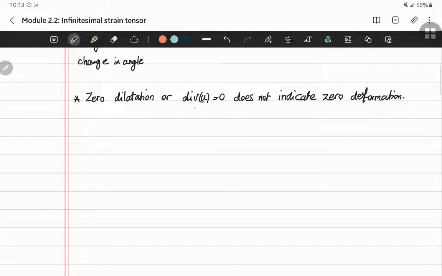So this is all about infinitesimal deformation and the strain tensor. I hope you'll learn something new. And let's see.